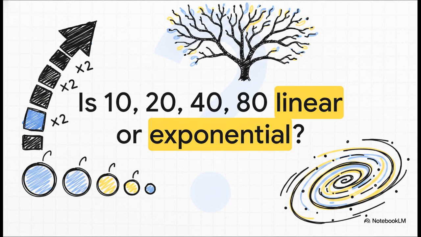Did you guess exponential? If so, you are absolutely right. Why? Because we aren't adding the same amount each time. The gap changes from 10 to 20 to 40, but the multiplier, that is perfectly constant. 10 times 2 is 20, 20 times 2 is 40. That constant multiplier is exactly what defines exponential change.